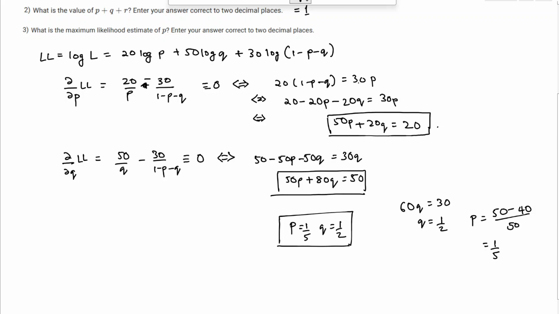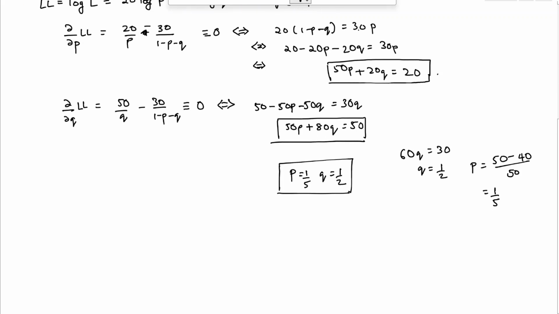So this doesn't end here. We also have to check, so what will r be? R will be equal to 1 minus p plus q, right? Which is 2 plus 5, which is 7. That is equal to 3 by 10. Right? So r will be 3 by 10. Okay.